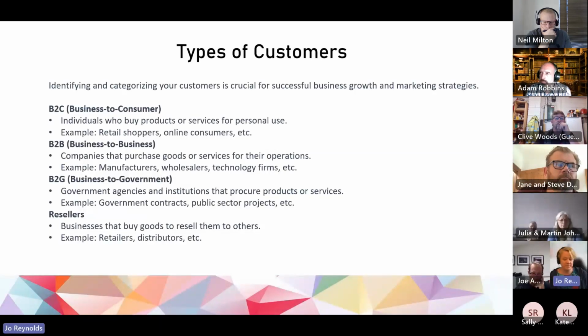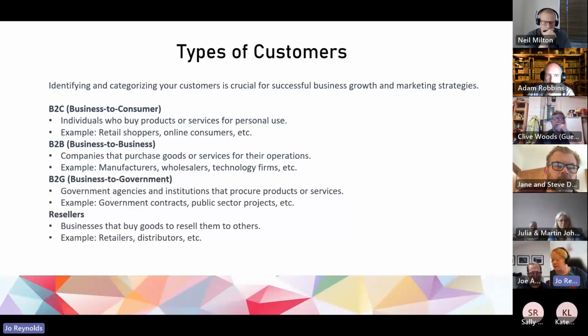These are the main types that most of us will come into contact with. B2C and B2B, most of us will know, but some of us will also work in the B2G world. Okay, so this is working with local governments, with suppliers, big government entities, the MOD, ministry, and so forth.